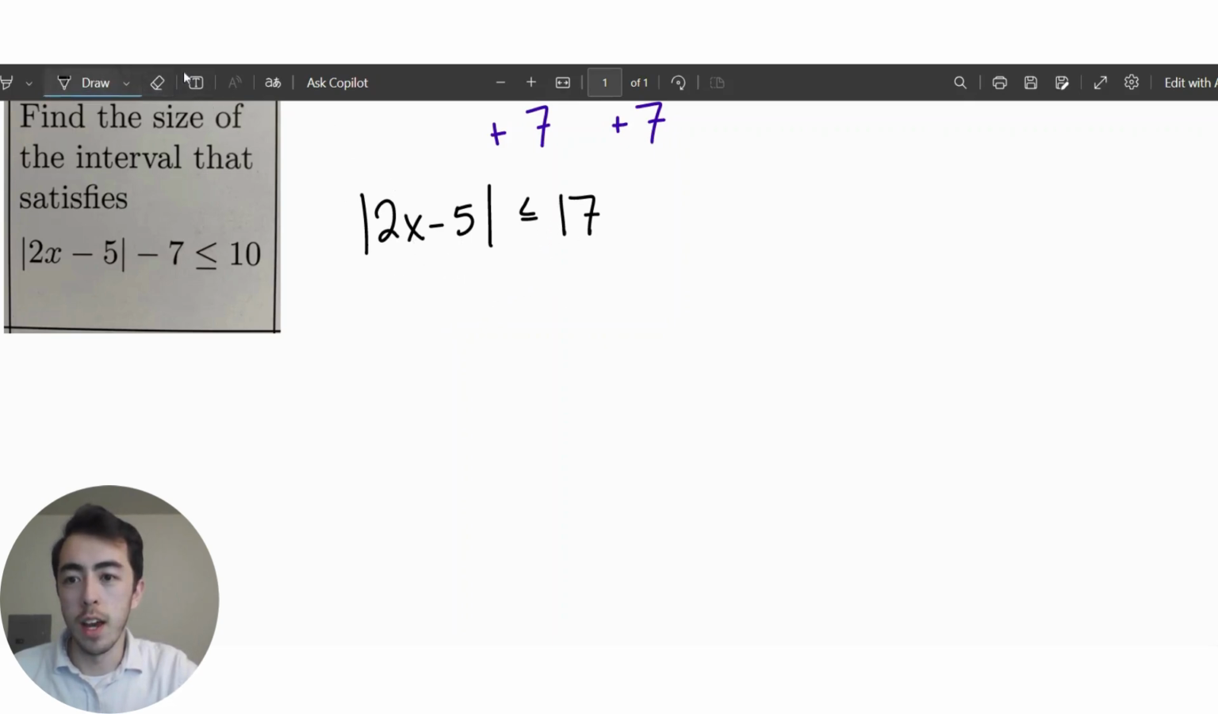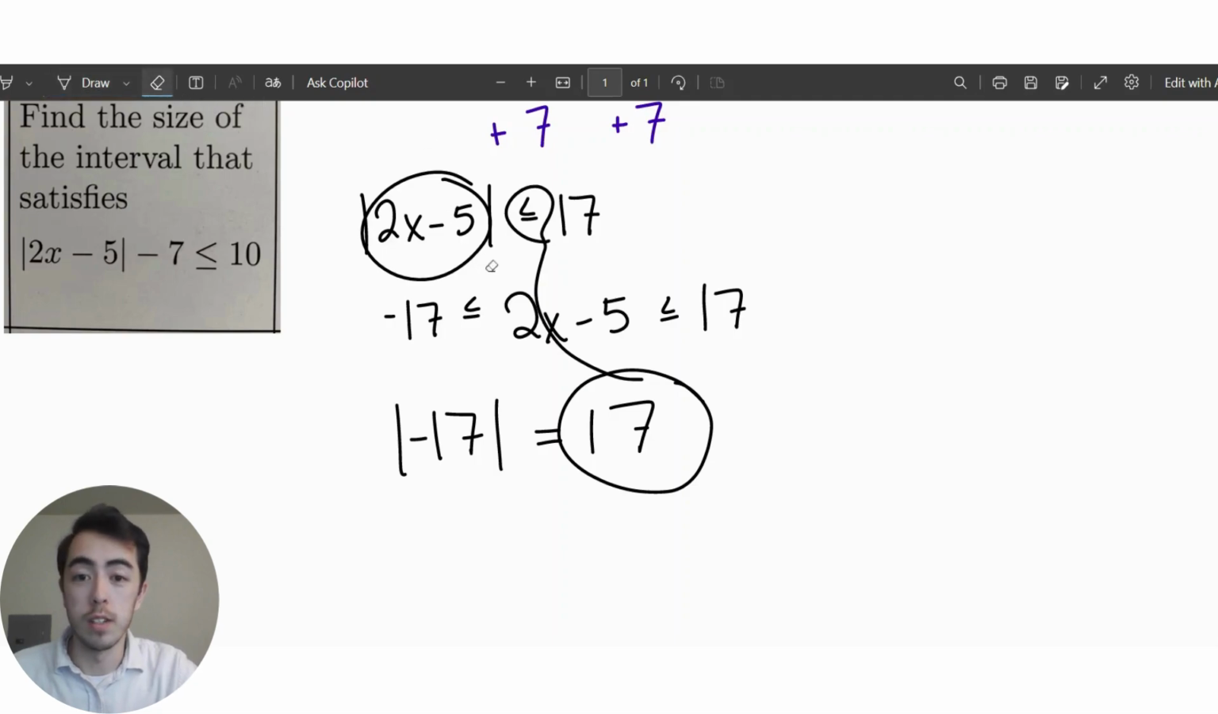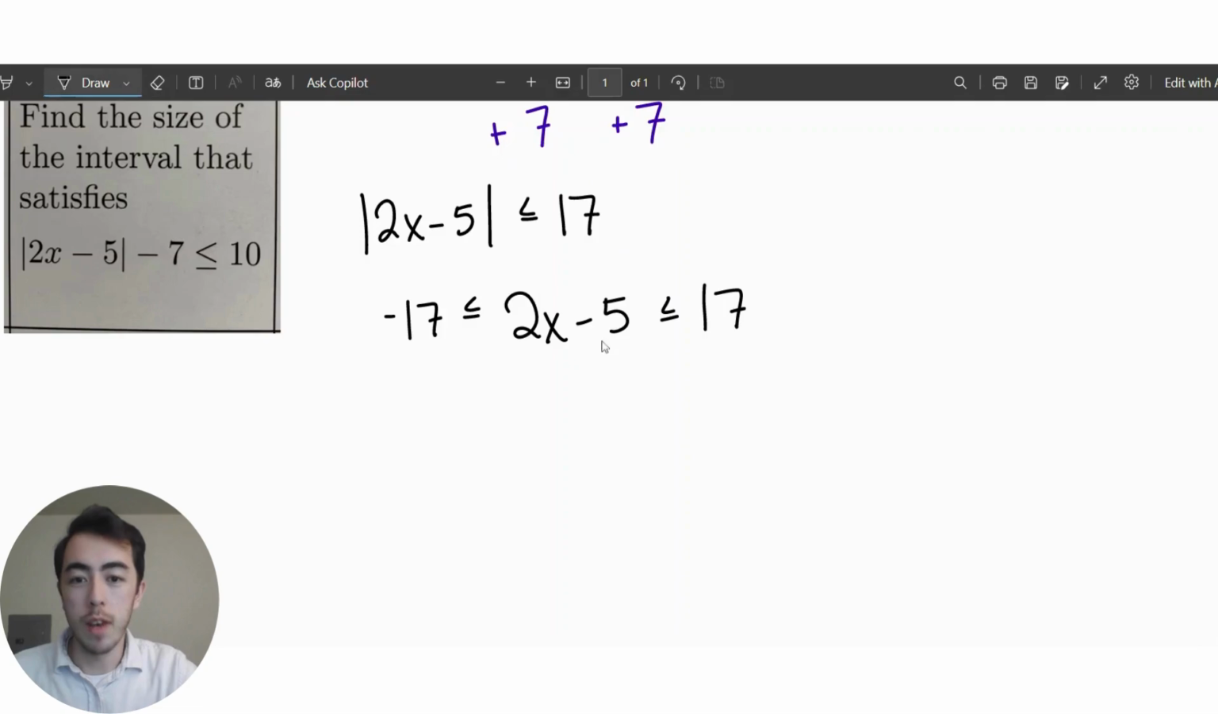So this tells me that I could take 2x minus 5, and it could be at most 17, and it could be at least -17. And that's because if I pretend that this 2x minus 5 is equal to -17, and I take its absolute value, that's equal to 17, its distance away from 0 is 17, and this would satisfy my inequality because 17 is equal to 17. So breaking up the absolute value bars, I'm able to get this double inequality. And it still works the same way as equations.